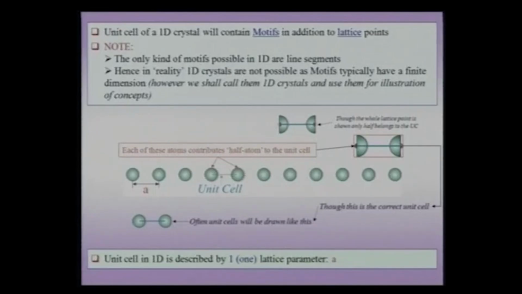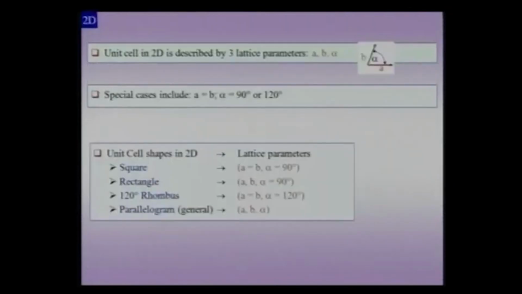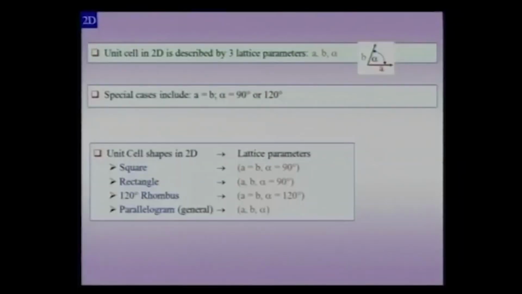A point again noteworthy at this stage is that typically sometimes we draw unit cells the way it has been shown here, wherein you draw the complete circles, keeping of course our understanding at the back of our mind that that is just a simplified representation and the real unit cell should look like the one which is shown here. We also considered two-dimensional unit cells, and we said we require 3 lattice parameters to describe a 2-dimensional unit cell, the 2 length scales A and B, and the angle between them, alpha.